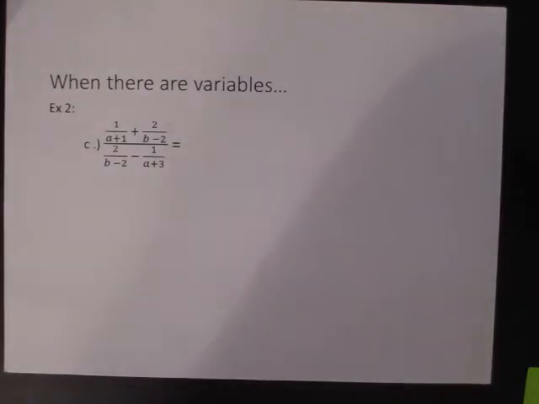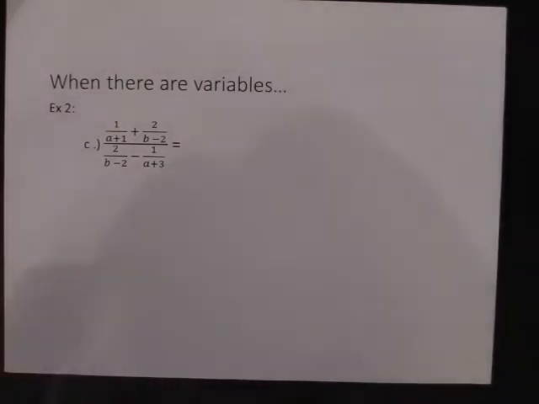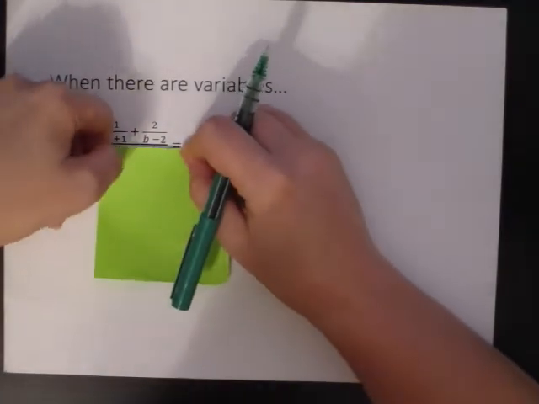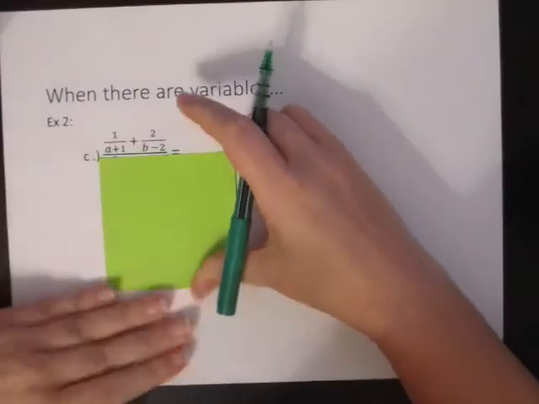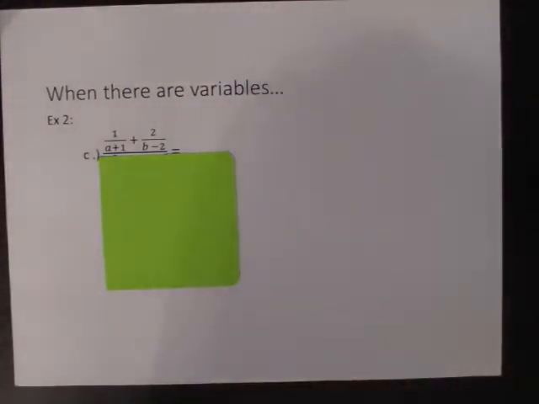So now let's go a little bit harder, but not much. What I want us to do first is, we see it's the complex fraction. That looks pretty intimidating. I take my note card, I cover up my denominator. Okay? So now what I'm going to do is I'm going to read the numerator. So I got 1 over a plus 1 plus 2 over b minus 2.